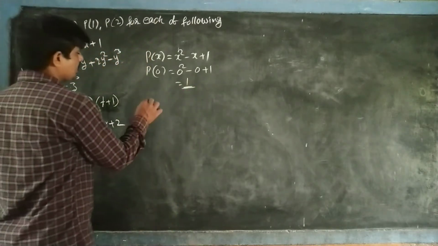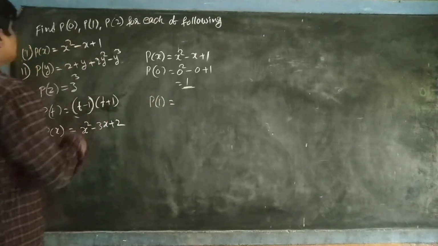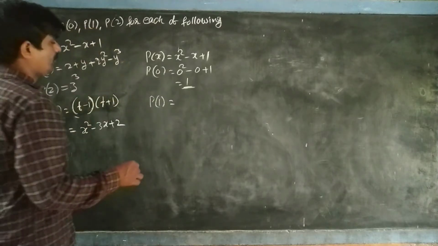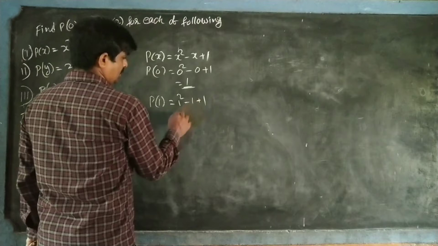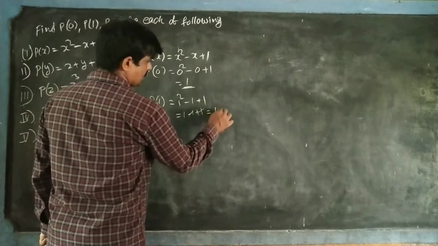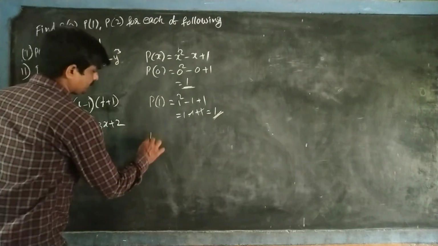Next you have to substitute x is equal to 1. We are going to find P of 1. That is equal to 1 square minus 1 plus 1, that is 1 minus 1 plus 1. Minus 1 plus 1 get cancelled. Answer is 1.